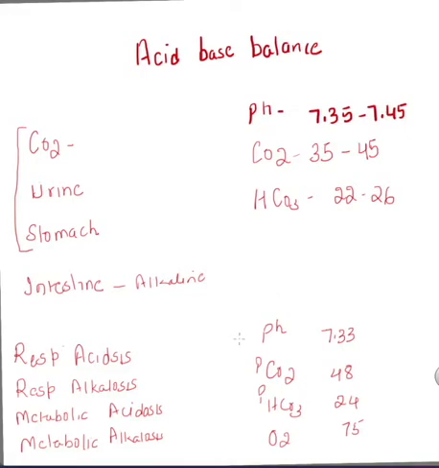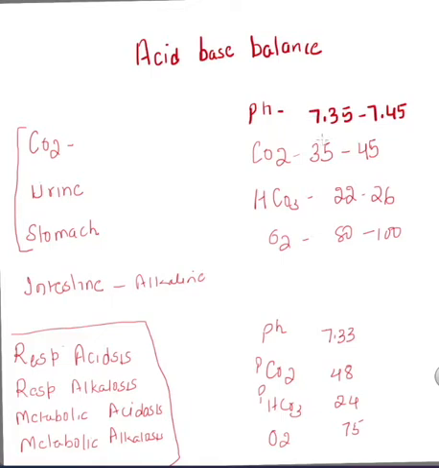There are two types of acidosis and two types of alkalosis: respiratory acidosis, respiratory alkalosis, metabolic acidosis, metabolic alkalosis. So let's talk about the normal values when our body is not in any of these conditions. Then we are maintaining a normal acid base balance, which is: pH is 7.35 to 7.45, CO2 is 35 to 45, and bicarb is 22 to 26. The oxygen is 80 to 100.